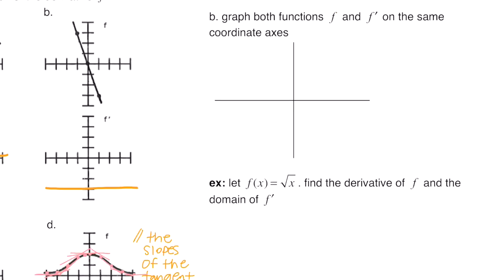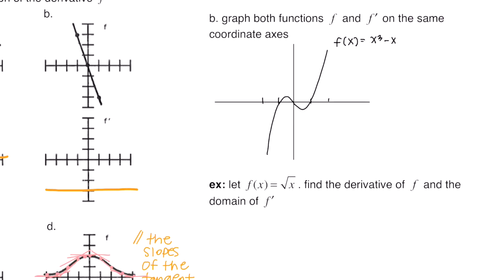Part B says to graph both functions f and f prime on the same coordinate axes. So for time's sake, I just plugged f into a calculator and you get this graph. Now, same thing, if we think about the slopes of the tangent lines right here all the way to this x value, they're all positive, and then they go to 0. All the way to the left, these are really steep slopes. So that means our function for f prime is going to start really high up and then get closer and closer and closer to 0.